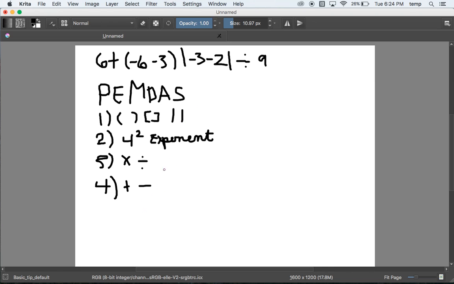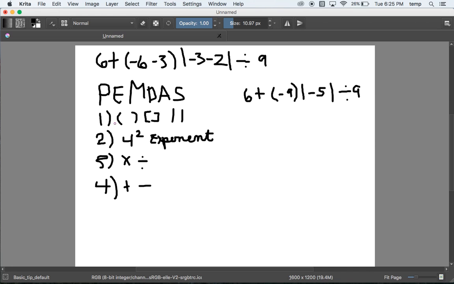So now let's do this problem here. So our first step is we're going to look at our grouping symbols. Are there any parentheses anywhere? Well, yeah, sure. We have two of them, right? We have one here, and we have another grouping symbol parenthesis type thing here. Now this one happens to be an absolute value, so we'll rewrite this. Say 6 plus our first parenthesis here. We have negative 6 minus 3. So negative 6 minus 3 gives us negative 9. And then we're timesing that by the absolute value of negative 3 minus 2. So that's negative 5. And then we're going to divide by 9.